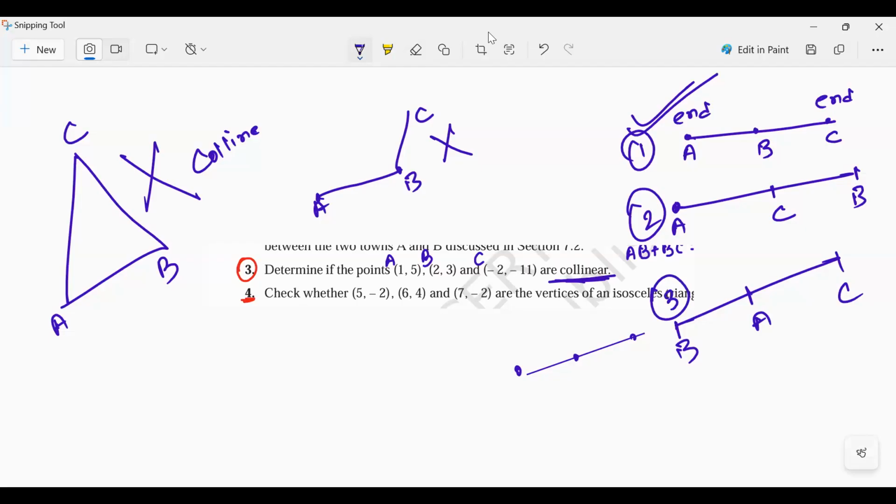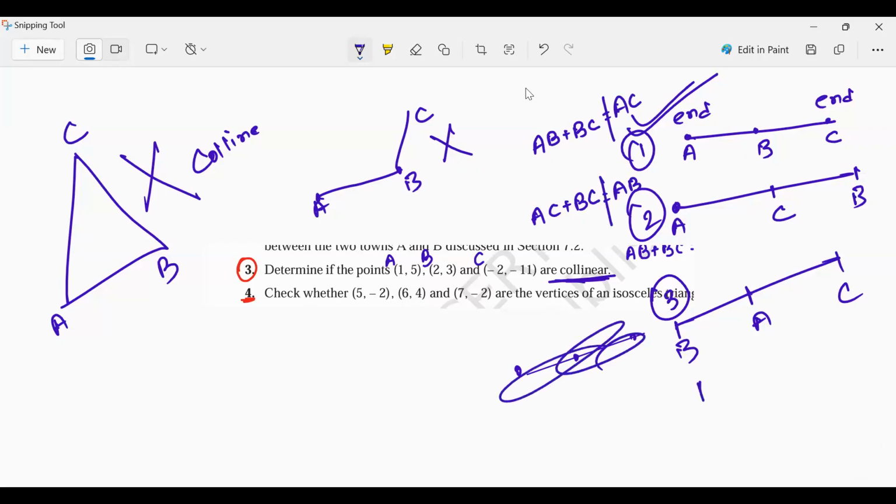According to the first possibility, we will find the distances AB, BC, and CA. Then we check if we add AB plus BC, are we getting AC? If not, we check the next possibility: if we add AC plus BC, are we getting AB? If still not, we check the third possibility: BA plus AC equals BC. If any of the possibilities match, then you will say, yes, these three points are collinear.